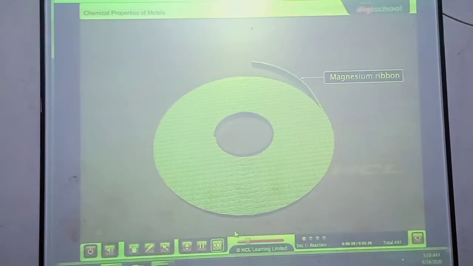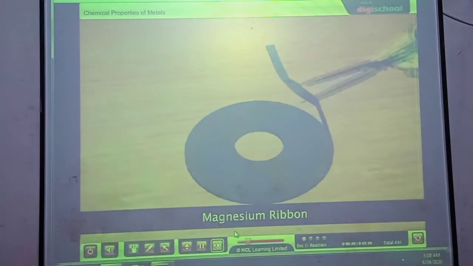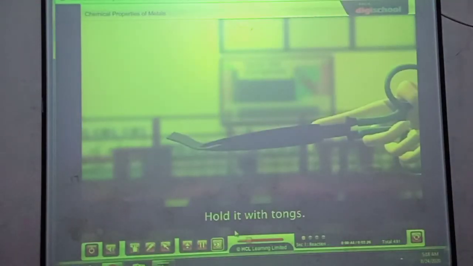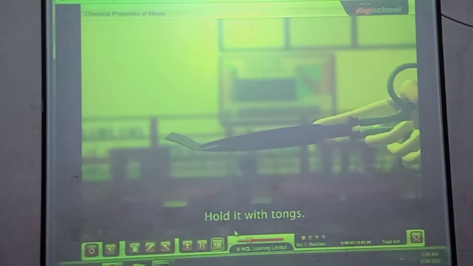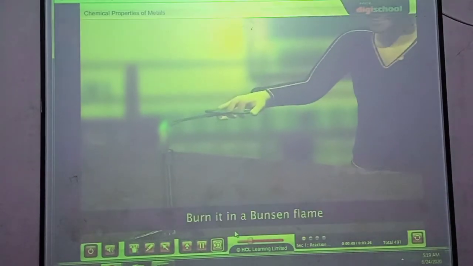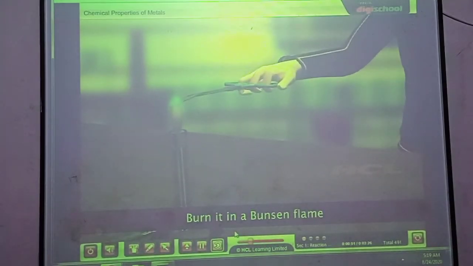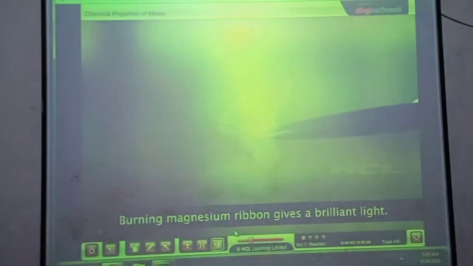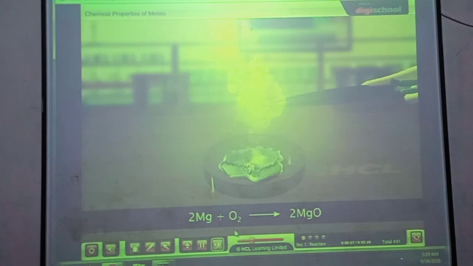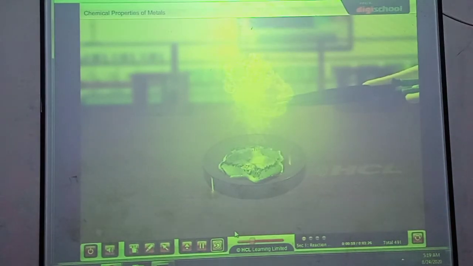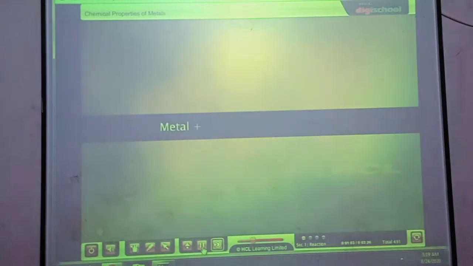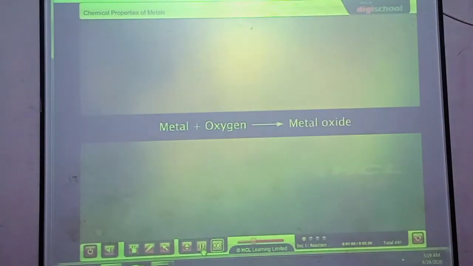Take magnesium ribbon. Cut a piece of magnesium ribbon. Hold the tip of the magnesium ribbon using a pair of tongs. Burn it in a Bunsen flame. The tip of the magnesium ribbon burns with brilliant white light. The ash collected on the tray is magnesium oxide. Metal combines with oxygen to give metal oxide.